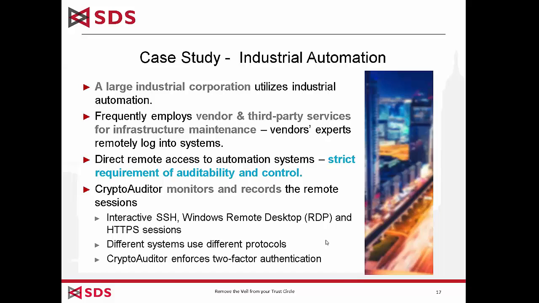CryptoAuditor can be deployed and monitoring traffic in about 2 hours. And then we just make some fine-tuning from there to make sure that people can only access what they should be able to access through host groups. And we can get into user mapping for that privilege account management piece.